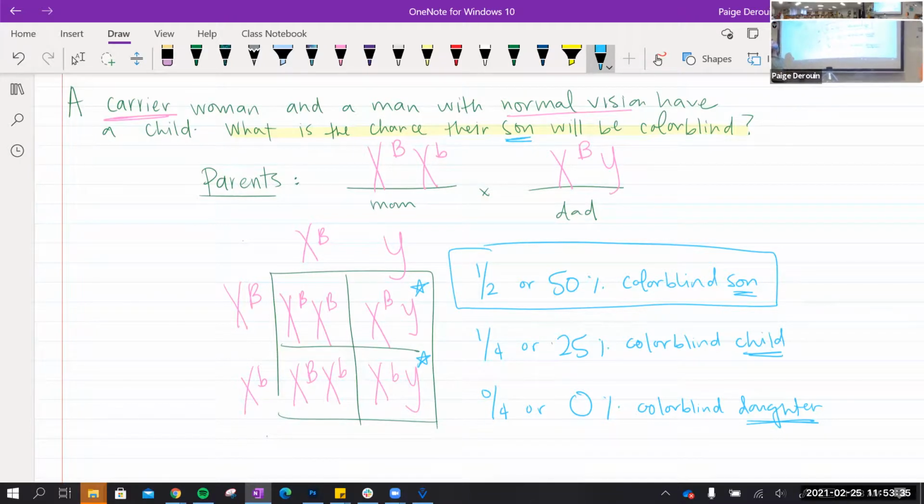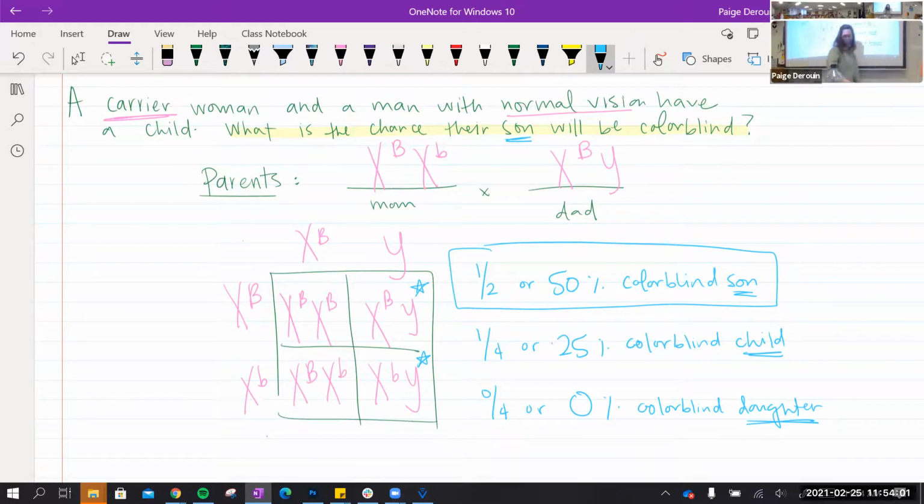If the question said, what's the chance they have a colorblind child? Doesn't care about the gender. Now suddenly your choices are out of 4. Oh, okay. So now you only have 1 out of 4, 25% for just a child. And then if you only want to know about daughters, then you're only looking at these. None of these are colorblind, so it's 0. Okay, thank you.